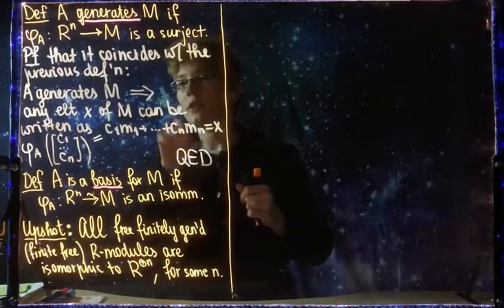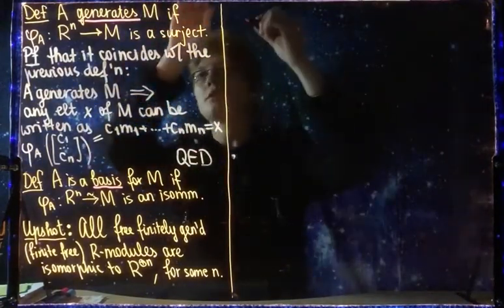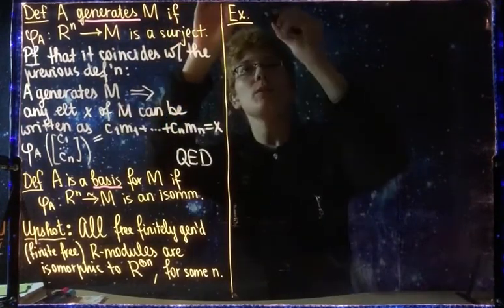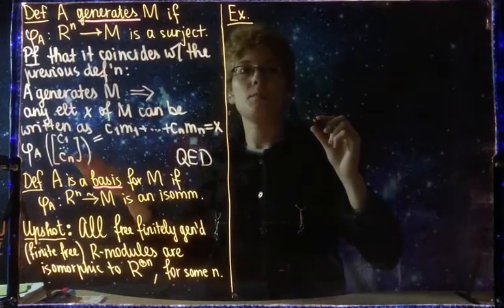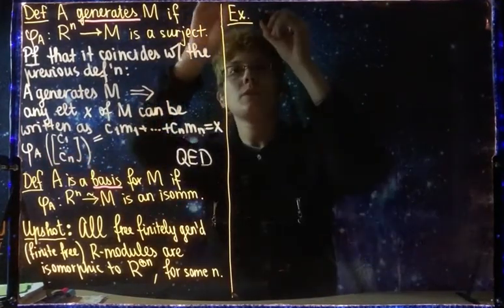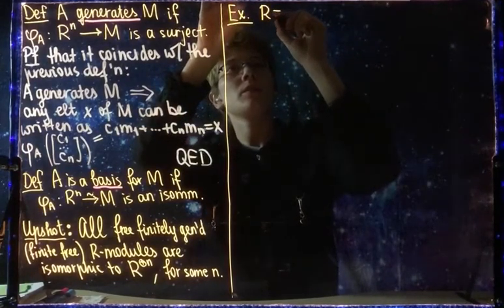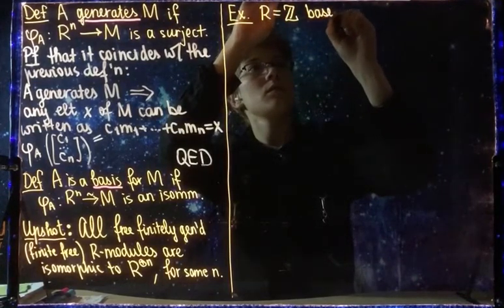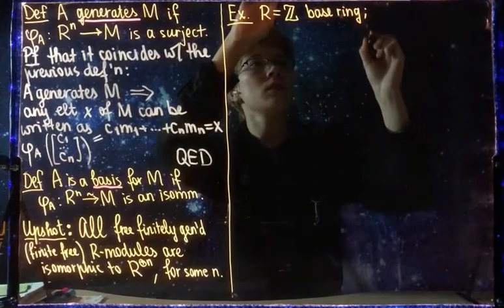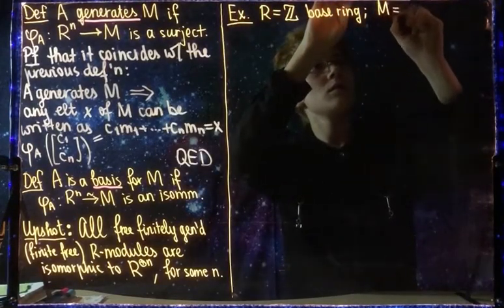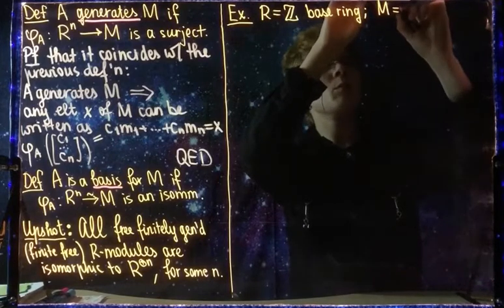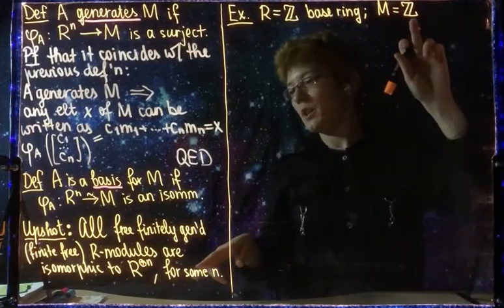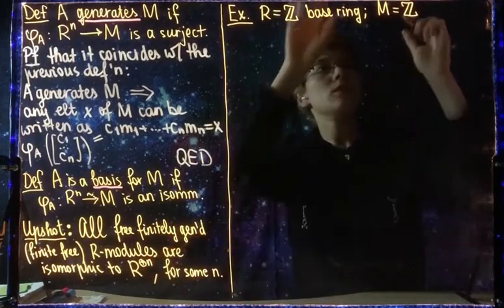And because I have just given a new formulation of the notions of generation and linear independence, I want to consider a simple example to see explicitly what this isomorphism does. So for the base ring R, I take the ring of integers, and for a module, I take the free Z module of rank 1, which is Z.